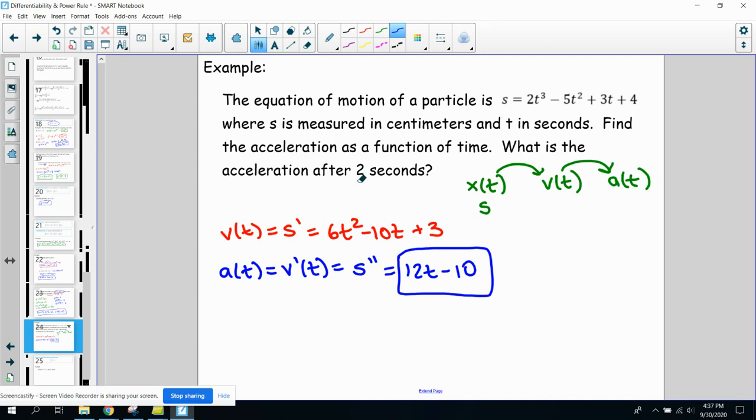And then what is the acceleration after 2 seconds? So we're going to find a of 2. All we're going to do is take our a function and plug 2 in. So 12 times 2 minus 10. And this is going to give us 14.